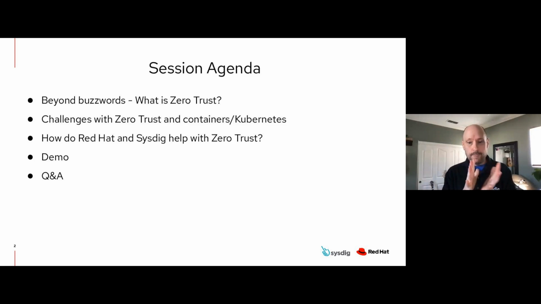Then we'll hand things over first to Vijay to talk about how Red Hat can help with this equation. And then I'll come back and talk about Sysdig and introduce that to those of you who aren't familiar. And then, time permitting, and I think we will have time, I'll do a quick demo just to see how some of this shows up in reality. We'll get to Q&A and then, of course, the giveaway.